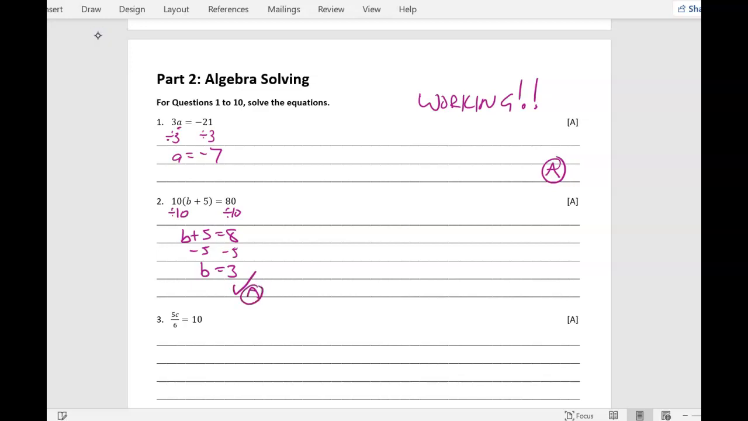You might have actually expanded the brackets. So you might have gone 10B plus 50 equals 80. You then might have done minus 50 on both sides. So that means 10B is equal to 30. And then divide by 10, B also getting you to 3. So no matter which way you did it, you were going to get to the same answer. As long as you showed me working, you're going to be given your achieved mark for that one there.